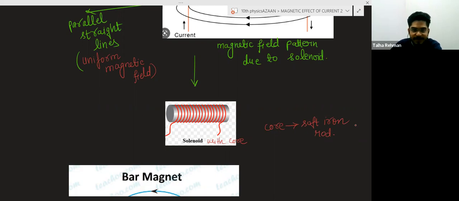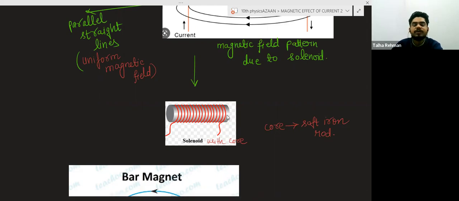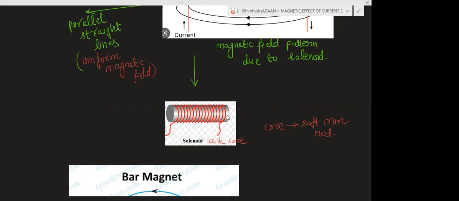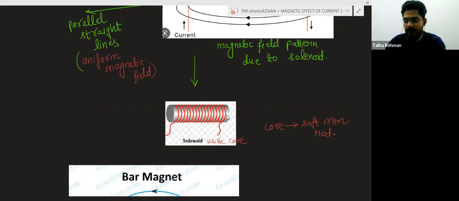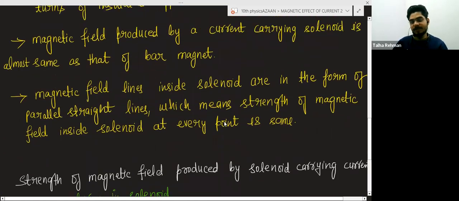So Azaan, do you have any idea why we are using the core of soft iron, and why we are not using a rod of steel or any other material? Okay, I am telling, no problem.